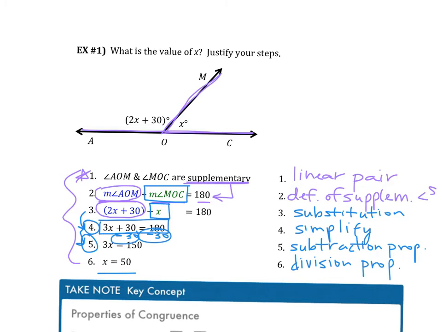Okay, so that's what we're going to be doing some of today, is just justifying each step of the way. And I feel like a lot of people can solve a problem just fine, but they don't always know why they got where they got. So it's just an exercise in helping you understand why we are getting from point A to point Z, okay? So any questions on that first one?